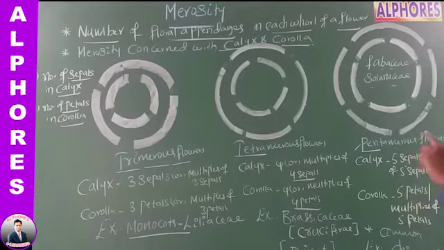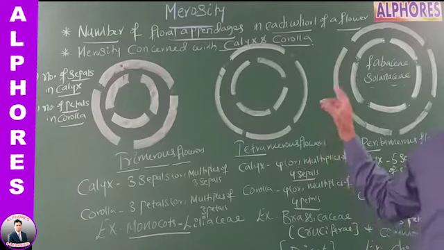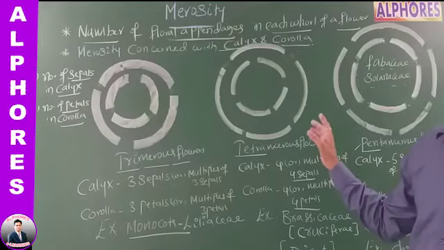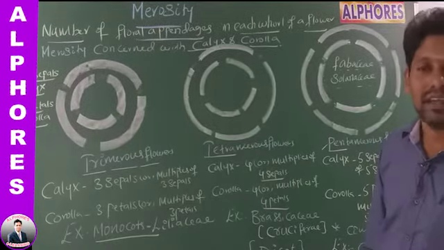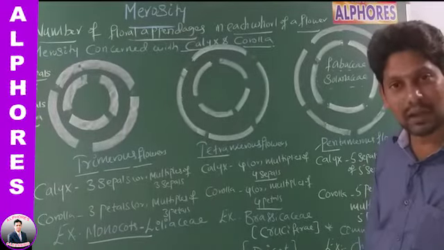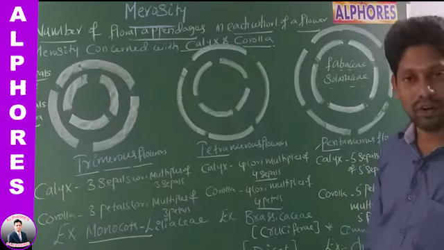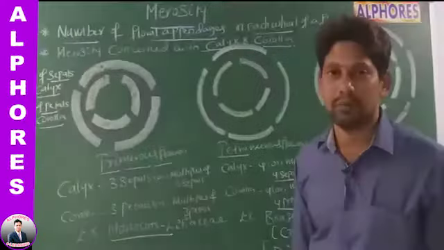If calyx and corolla are absent, then is merosity present or absent? Absent. Therefore, merosity is not applicable if calyx and corolla are absent. It means in achlamydious flowers. Achlamydious flowers mean flowers without calyx and corolla. Another name for achlamydious flowers is naked flowers. Therefore, for achlamydious flowers or naked flowers, merosity cannot be applicable.